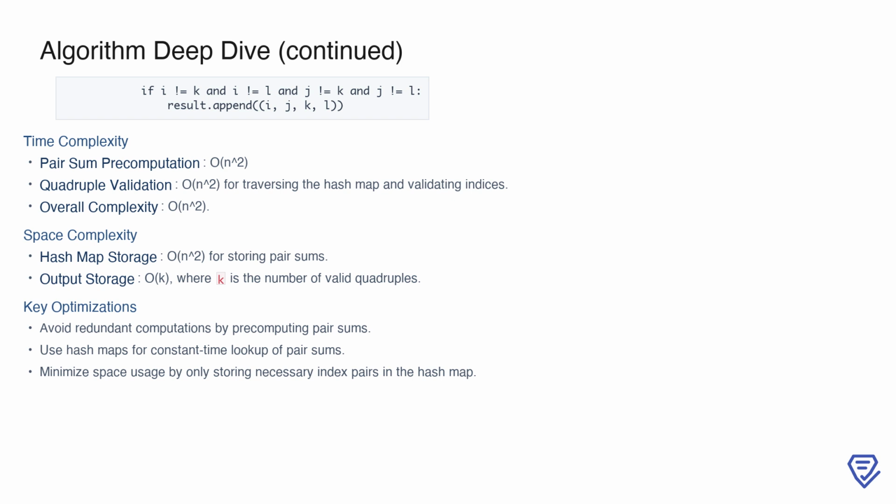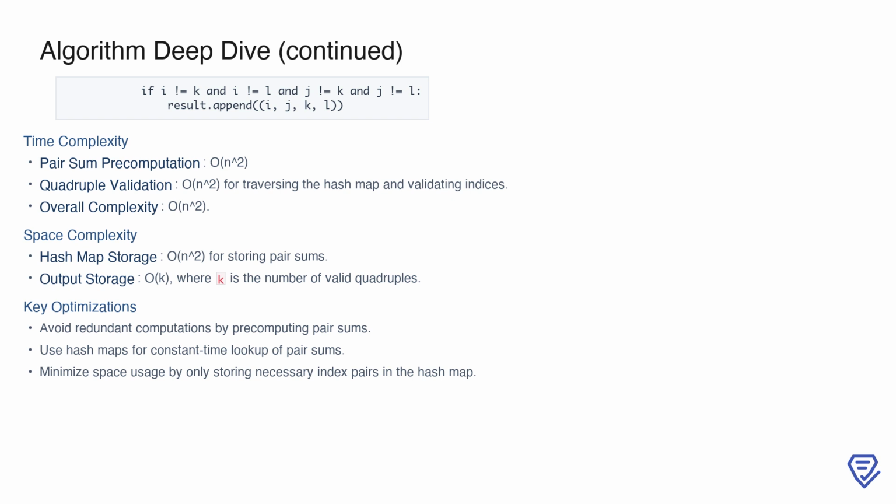When analyzing the time complexity, the pair sum pre-computation takes n squared, and the quadruple validation step involves iterating through the hash map and cross-checking indices, which also takes n squared. Therefore, the overall time complexity of the optimized approach is n squared. In terms of space complexity, the hash map requires n squared to store all pair sums, and the output storage depends on the number of valid quadruples, denoted as k.